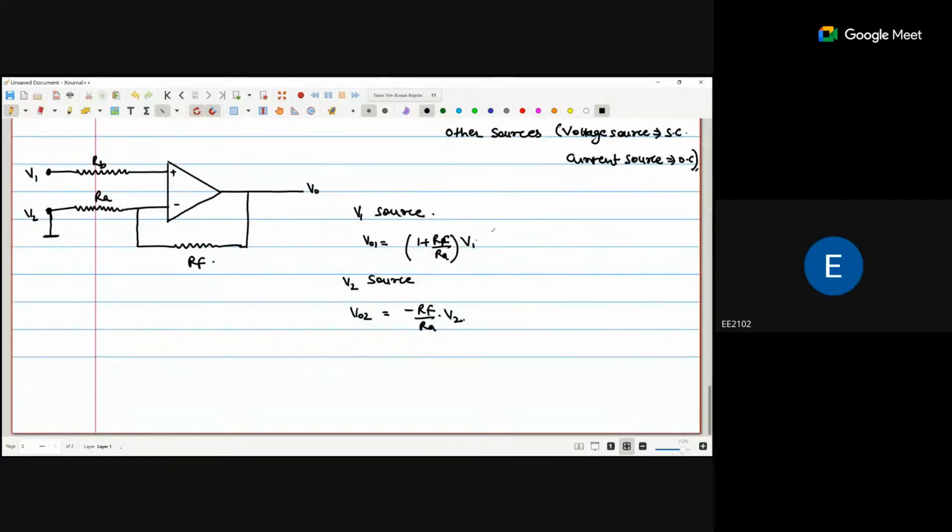Now V0 is nothing but V01 plus V02, that is (1 plus RF by RA) times V1 minus RF by RA times V2. And that will be equal to (1 plus RF upon RA) times (V1 minus V2). So this is the difference amplifier.